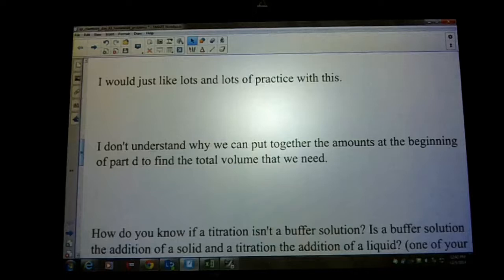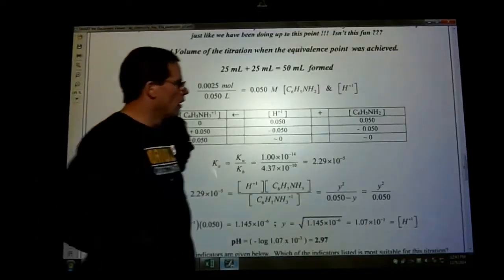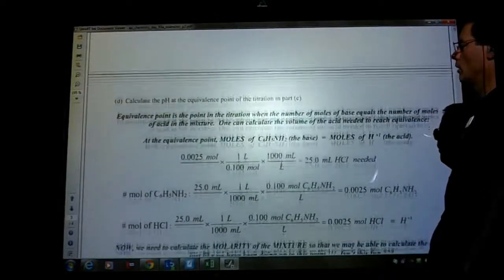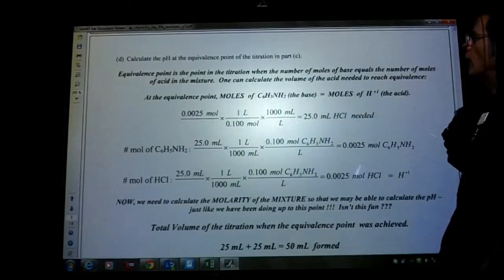I don't understand why we can put together the amounts at the beginning of Part D to find the total volume that we need. I understand why we can put together the amounts. Let me look. Part D. Why we can't. Okay, Part D, it's asking for the equivalence.